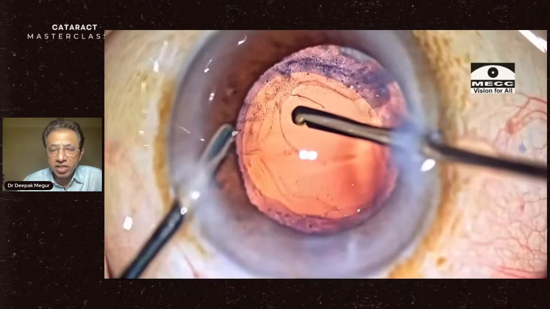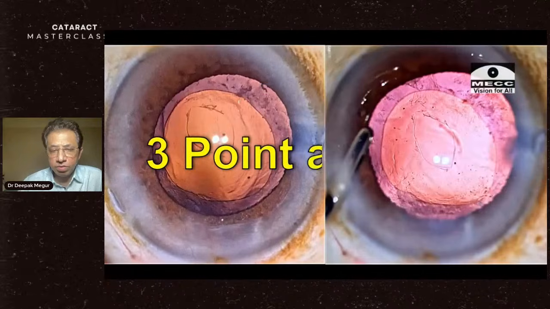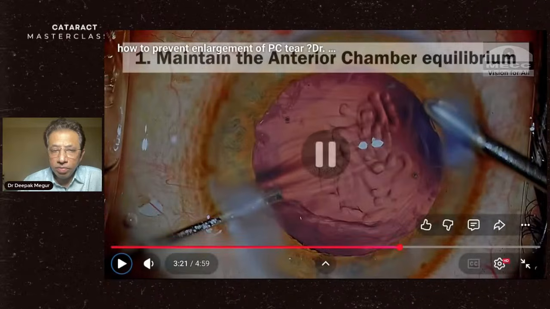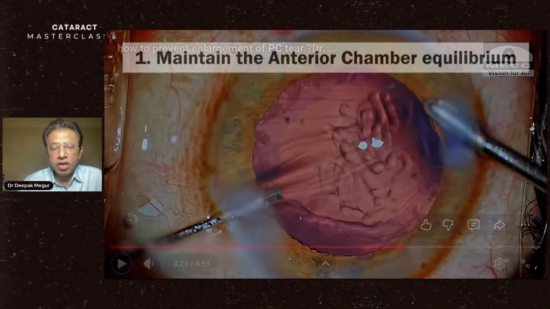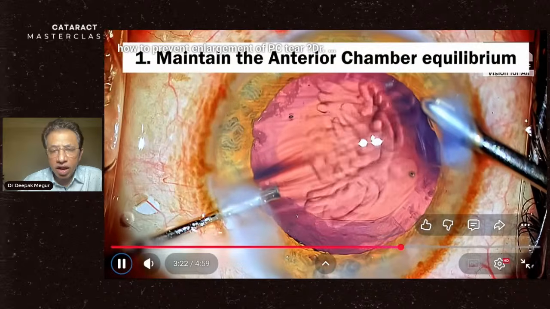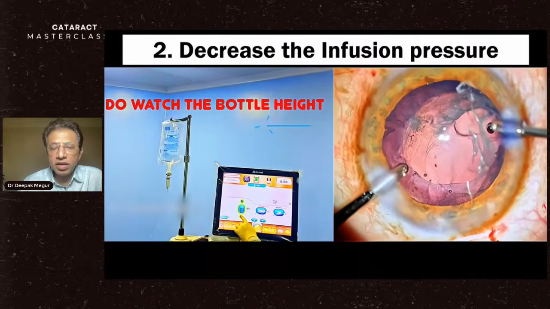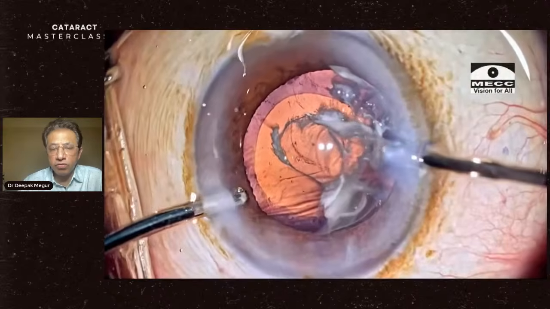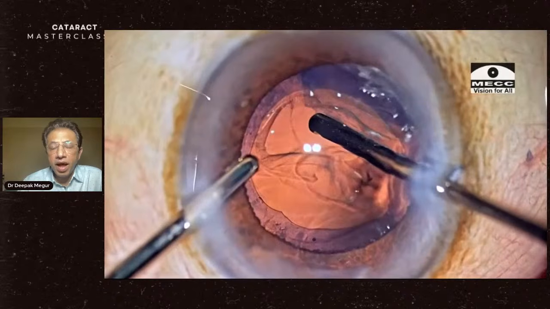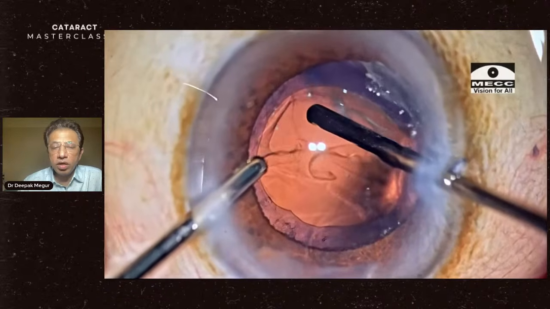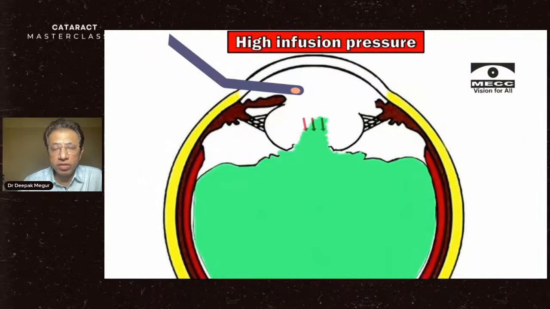So the message here is, if you follow the right principles, you can prevent the enlargement of the posterior capsular tear. So what are the principles? First, never allow the chamber to shallow. Put in OVD before starting, and decrease the infusion before starting vitrectomy. And third would be to do the vitrectomy following the right principles.